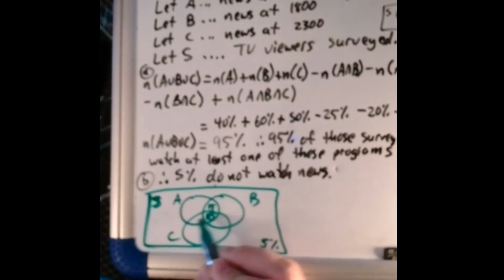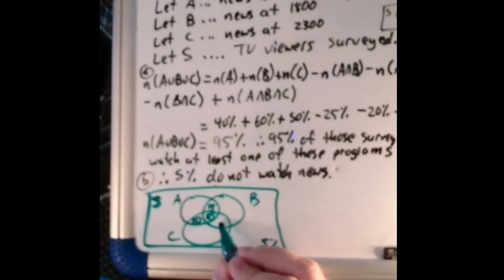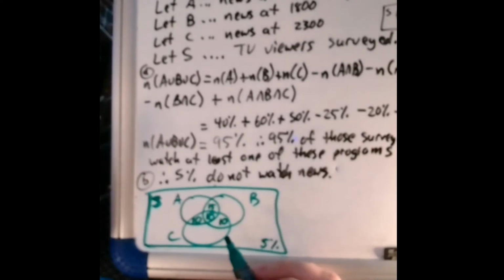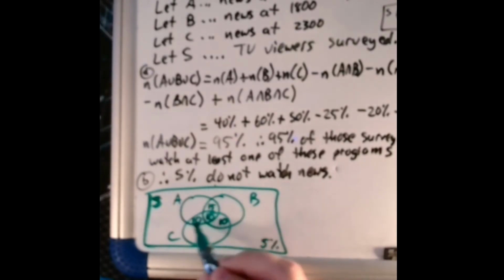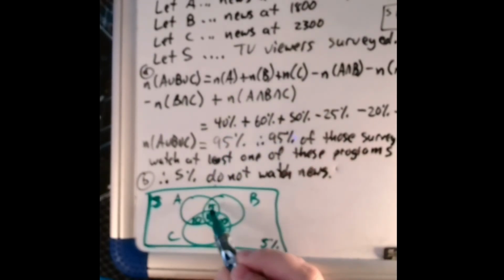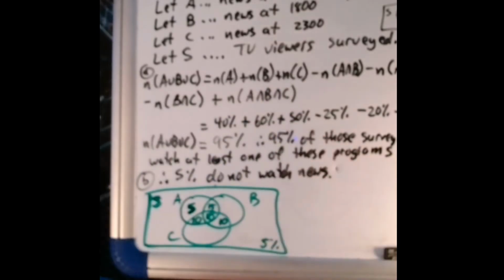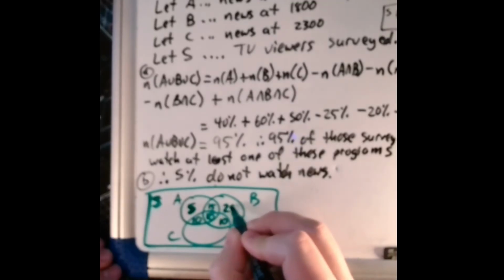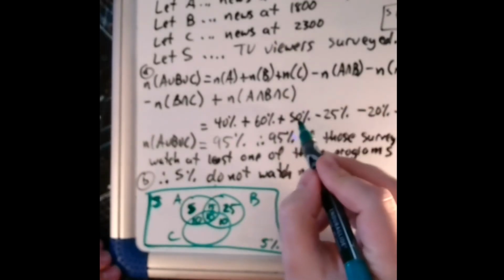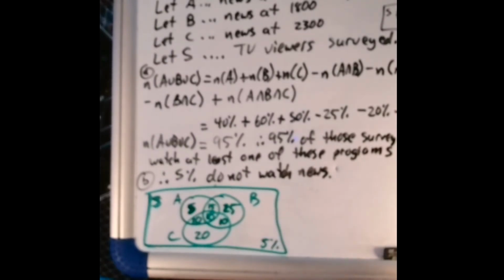So 20% is this intersection here. We've already counted 10, so 20 minus 10 is 10. And right here, 20 minus 10 is 10. And same thing for set A. We know overall set A is 40% of the viewership. We already counted 10 and 10 and 15, so 40 minus 10 minus 10 minus 15 is 5. Set B was 60% of the viewership, so 60 minus 15 minus 10 minus 10 is 25. And set C down here is 50% minus 30, which leaves us with 20%. And now we can answer the rest of the questions.